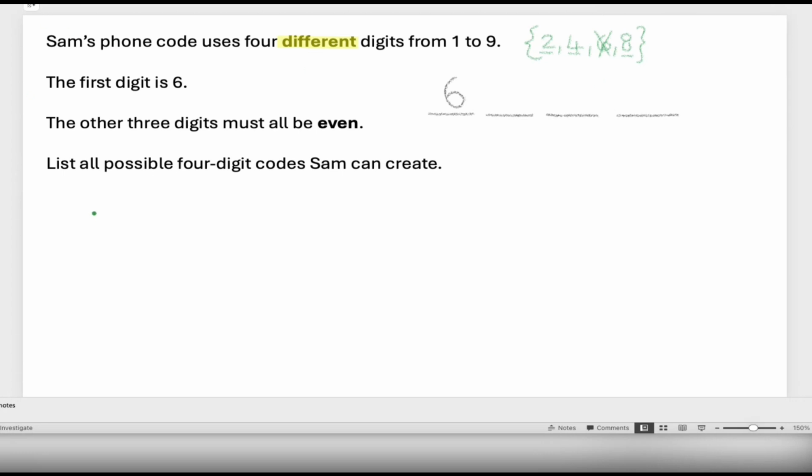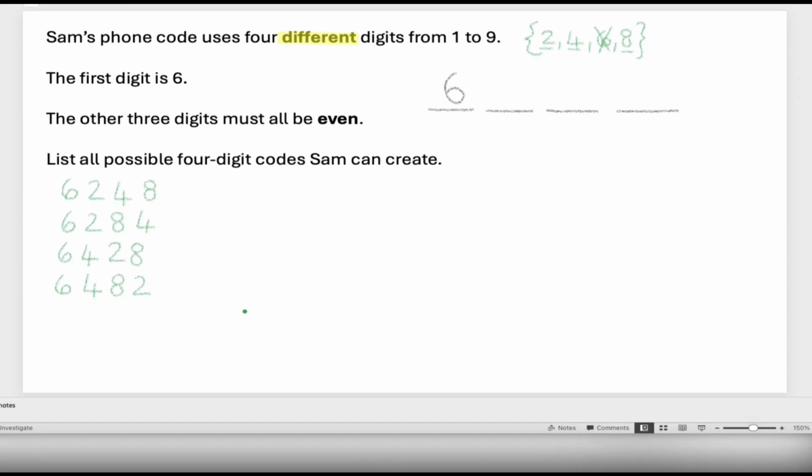So the first possible 4-digit code will be 6248. And then the second possible 4-digit code will be 6284. Okay, let's try another one. The third one can possibly be 6428. And then another possible 4-digit code can be 6482. Okay, what other possible 4-digit codes can we create with this information? What about 6824? And there's one more, guys. What about 6842?